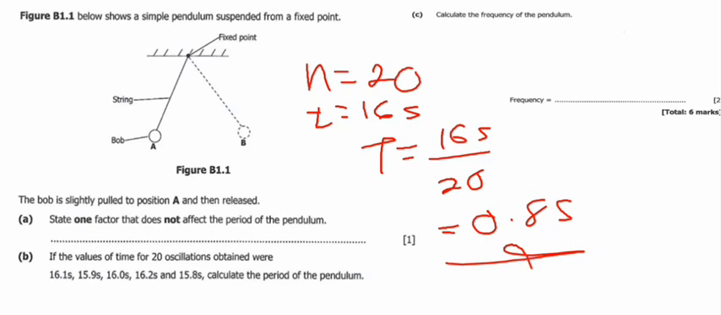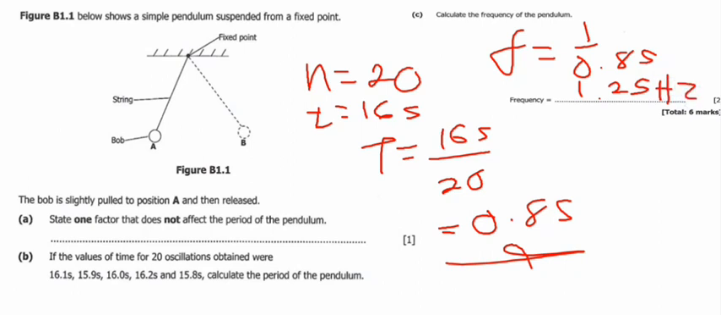Then the last one, which is C, is saying calculate the frequency of the pendulum. So we know that frequency is equal to 1 over the period of the pendulum. In this case, the period of the pendulum is 0.8 seconds. So when I divide here, the final answer is just going to be 1.25 hertz. So frequency is measured in hertz. Right, so that was the last one.